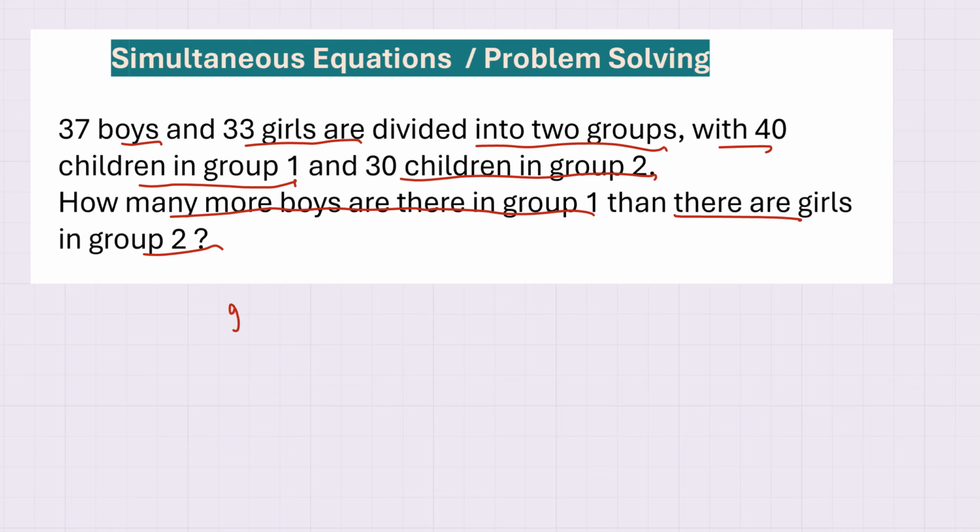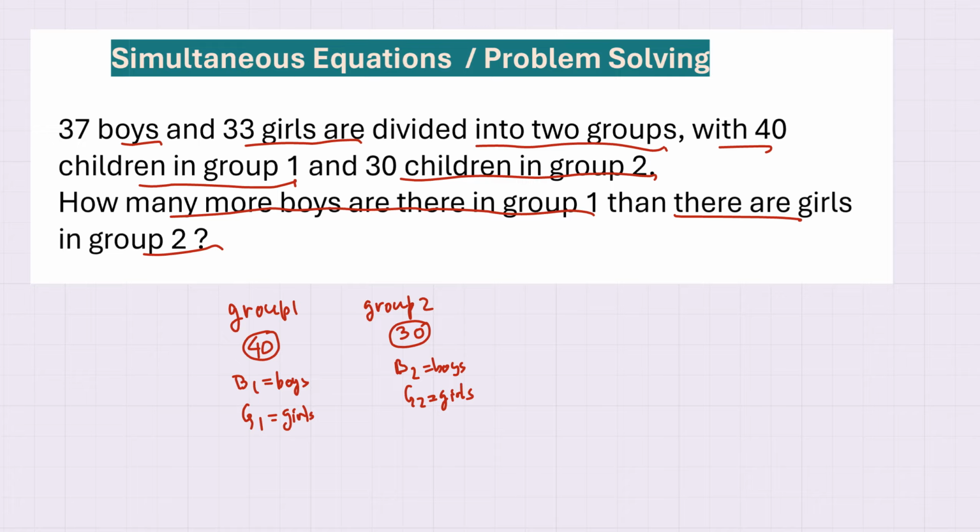So if this is group 1 and there's a group 2, they're saying there are 40 children in group 1, a total of 40 in group 1 and a total of 30 in group 2. And the boys and girls, suppose B1 is the boys in group 1 and G1 is equal to the girls in group 1, and then similarly for group 2 we can say B2 are the boys and G2 are the girls.